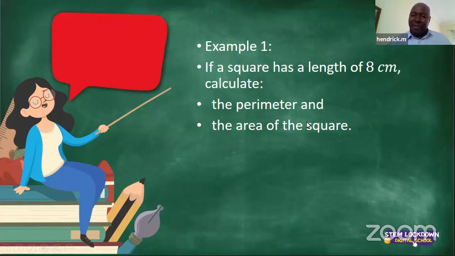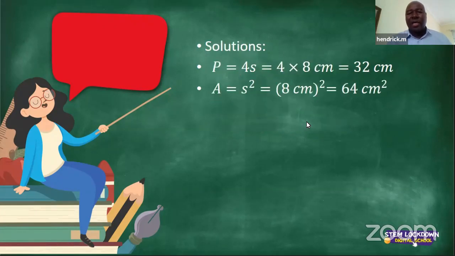And of course, if you go and check your answer, you can see we have the formula for the perimeter, which is P is equal to 4S. That means 4 sides. And 4 multiplied by 8 gives you 32, so you'll have 32 centimeters.